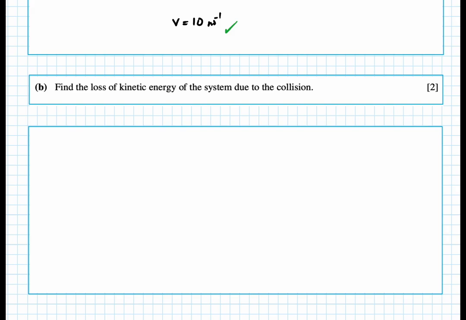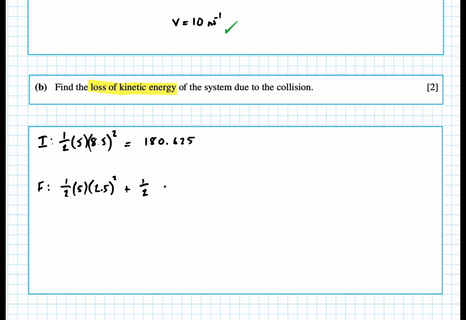Part B, find the loss of kinetic energy of the system due to the collision. So our formula for kinetic energy is mv squared over 2, or 1/2 mv squared. So that's our part A, just the initial one that we just had, and the answer was 180.625. Now the final is going to include A and B. So A this time, our velocity has changed to 2.5. It's 1/4 of V, if you look just at the top there. And for B, it's 10, of course.